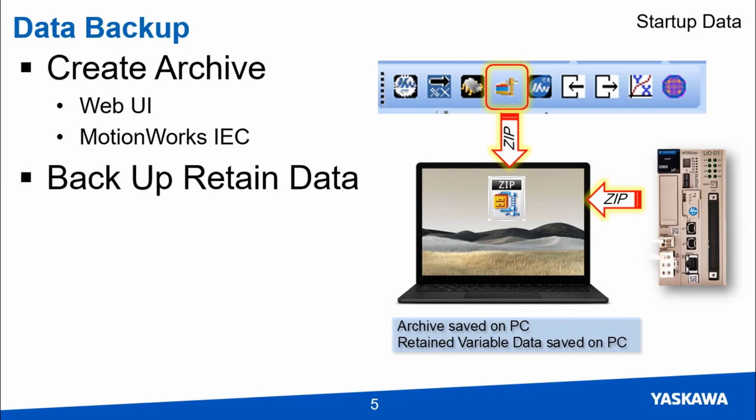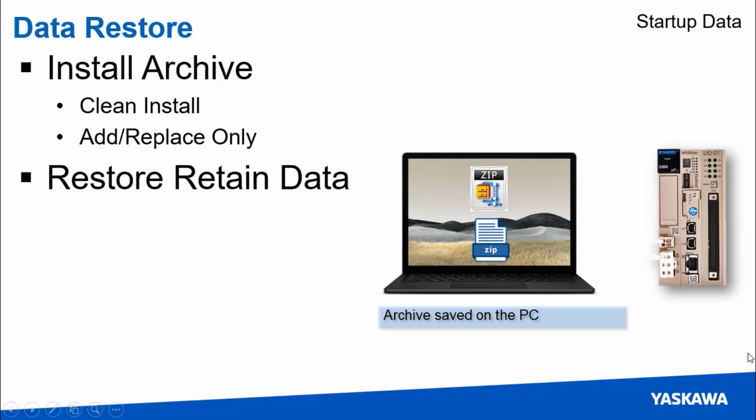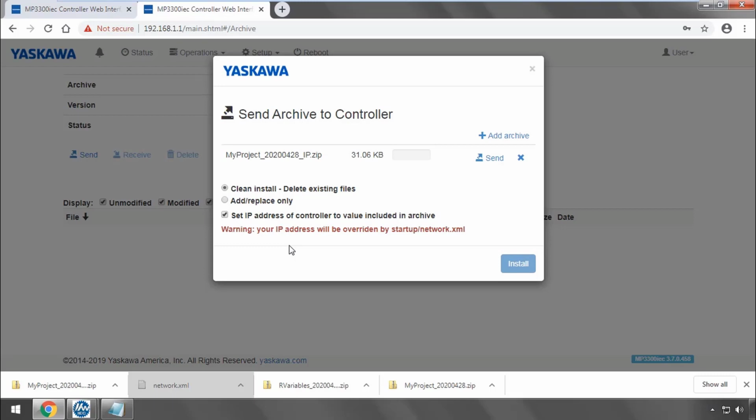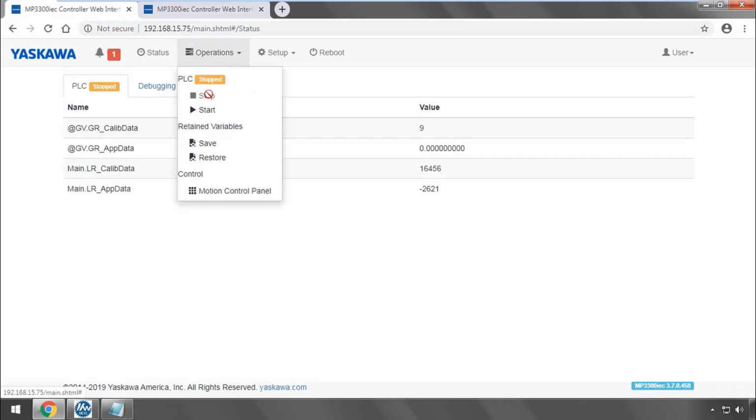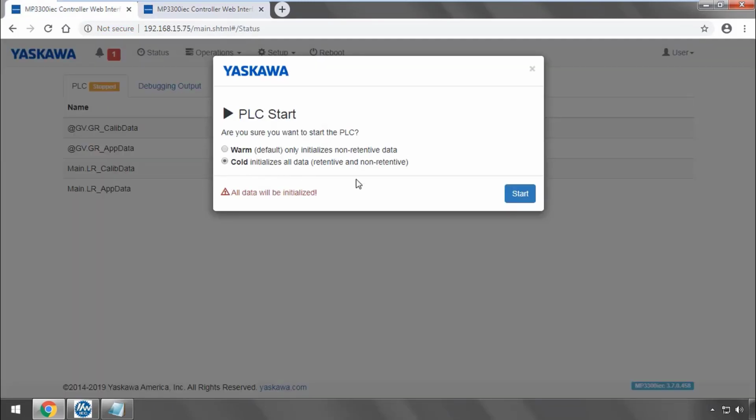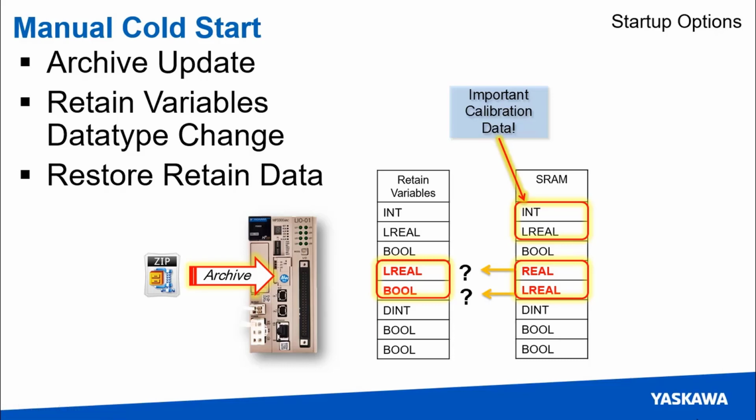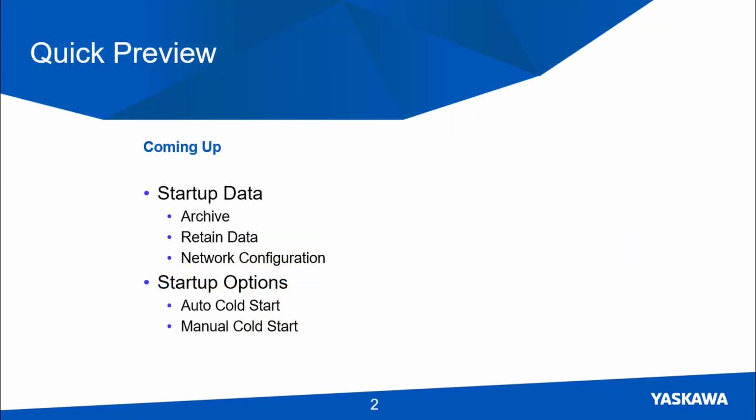The MP-IEC controller platform allows the user to back up and restore startup data such as the archive, retained variable data, and network configuration. Startup options for auto cold start and manual cold start are available to streamline the process of deploying a machine and installing code updates without data loss. Now let's look at this in more detail.